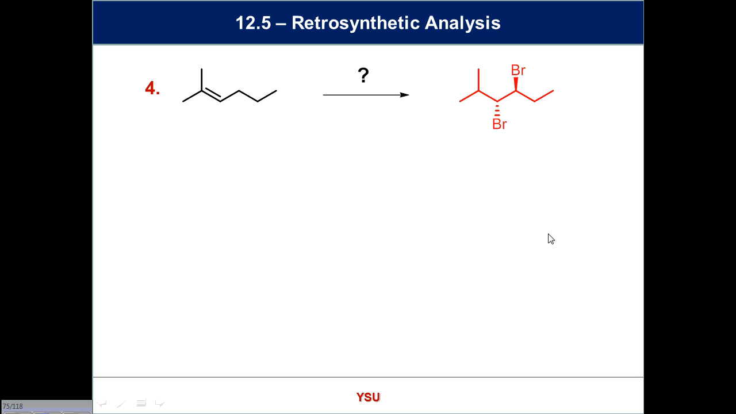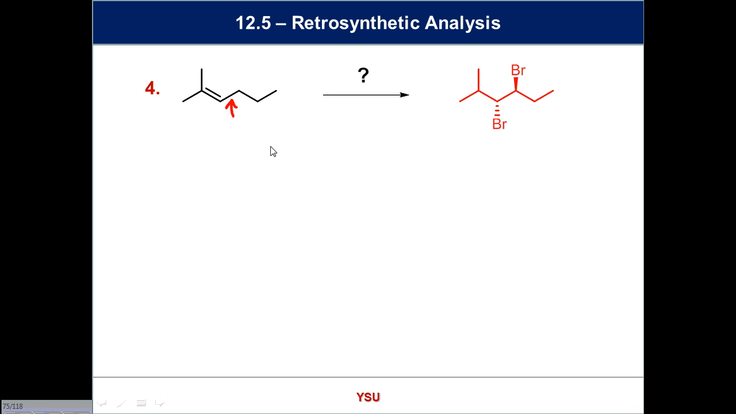Do I need to extend any chains? No. Can I simply add Br2 to my alkene and expect to get that product? No, because it's in the wrong place. Somehow, my alkene needs to get here. So now we do this dance where we move the functional groups around.